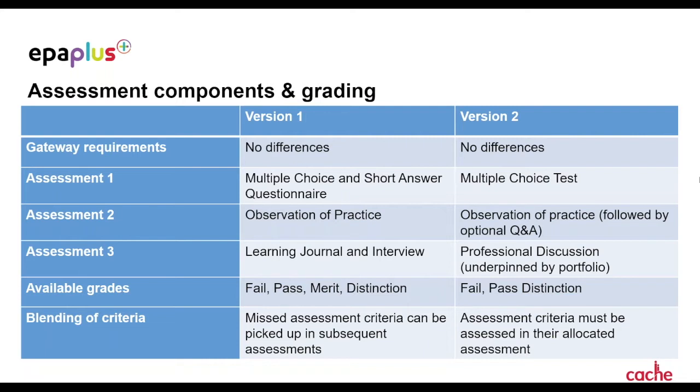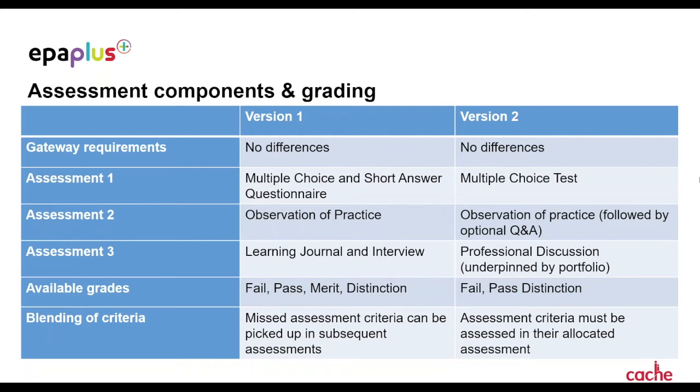On the available grades for version 1, you used to be able to get a merit at endpoint assessment, but now that's changed. So the available grades on version 2 are fail, pass, and distinction.